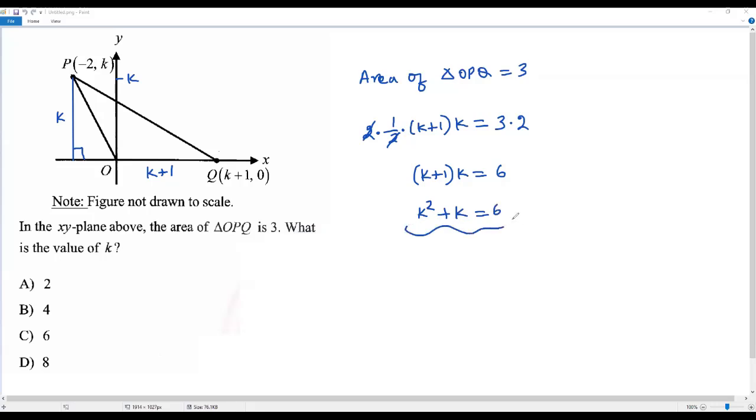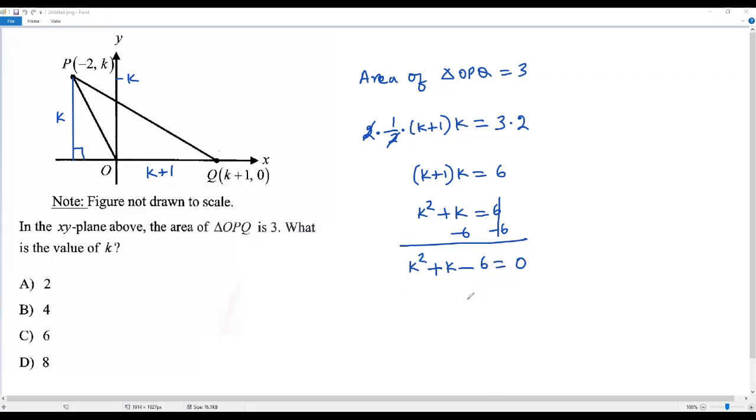Here I have a quadratic equation in K, but it's not in standard form. Standard form means we have to make the right side 0. To make the right side 0, I have to subtract 6 from both sides. When I do so, this 6 and negative 6 will cancel out. I'm getting K squared + K - 6 equals 0. Now we have a quadratic equation in standard form.